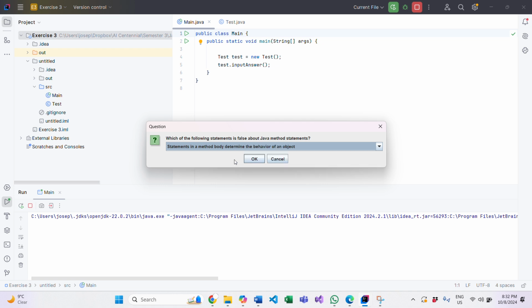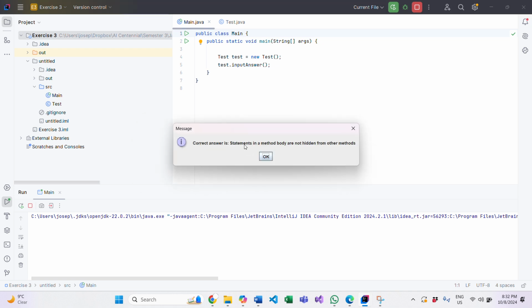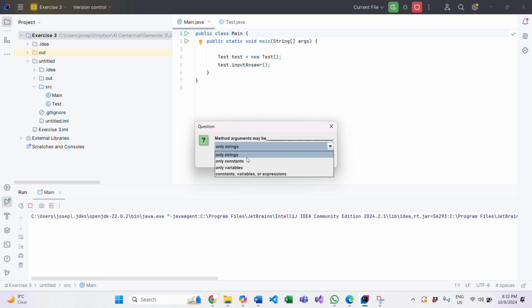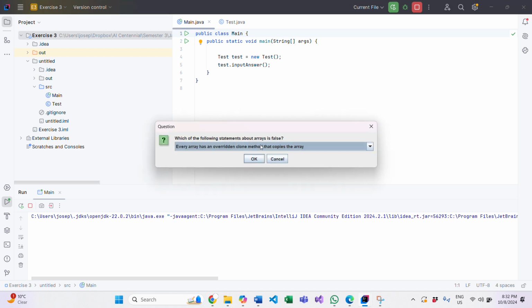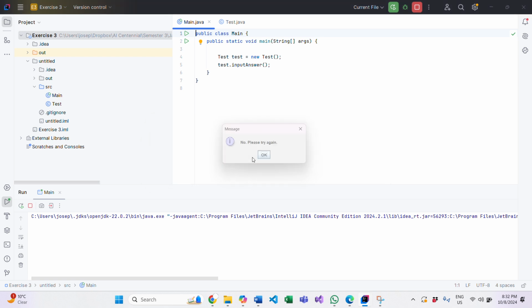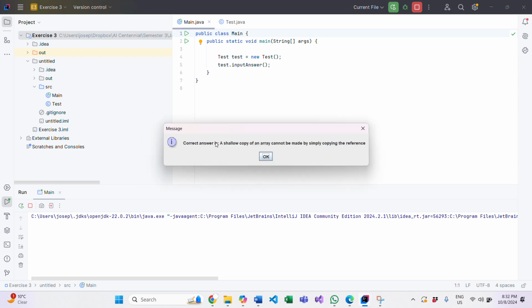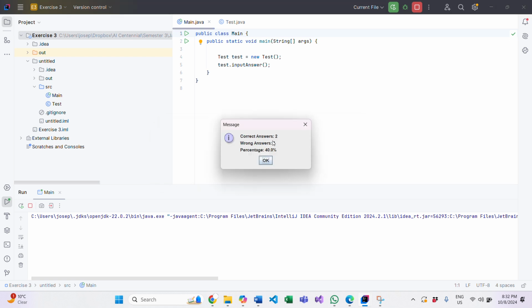Honestly, I'm just going to put whatever. And this is the right answer, constant variables or expressions. And then, nice work. See, that's different feedback. Just going to put whatever here. No, please try again. And it's giving you the correct answer. And then at the end, you get the result. So, yep, that's basically it. Thanks.